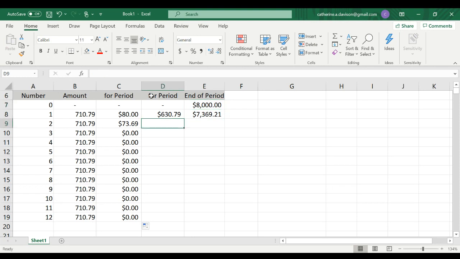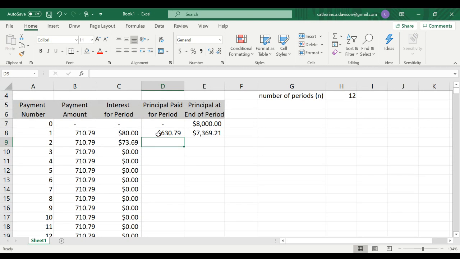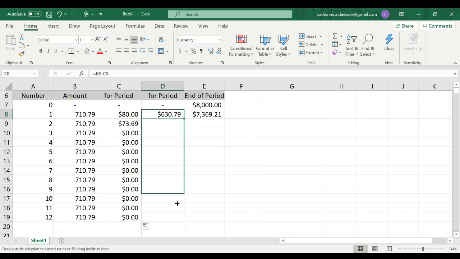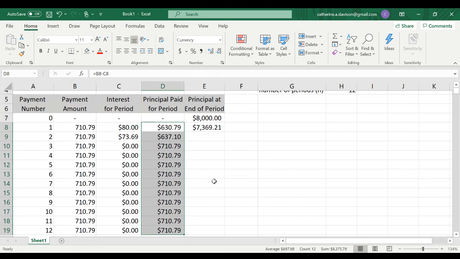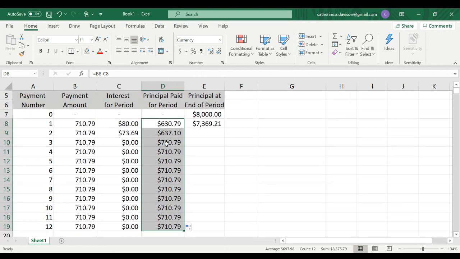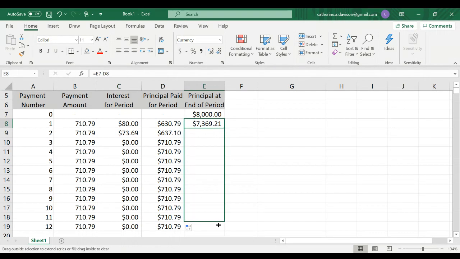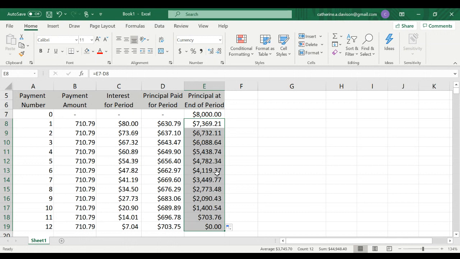So to get the paid off amount of the principal for this period, again, I want to subtract 710 minus this amount, but since I have a formula in there, I can just drag down the formula in this box. Okay, ignore the 710s for a second, that's just because there's zeros here right now. And then the principal at the end of the period, again, I want to drag down the formula that I had in here. And you can see now that the zeros went away, the 710s went away.